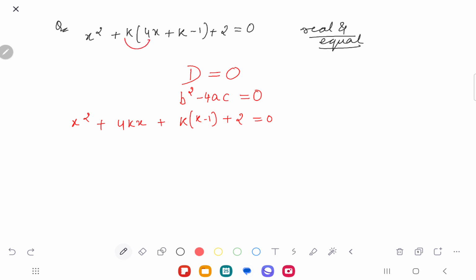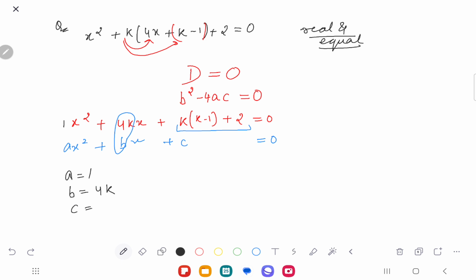Because I'm going to multiply k here and I'm going to multiply k with this full thing. So my ax square term is this, my bx term is this, and my constant term is this full term. So on comparing, my a value will be 1, my b value shall be 4k, and the c value shall be k square minus k plus 2. Are you understanding? So A equals to 1, B equals to 4k, C equals to k square minus k plus 2.